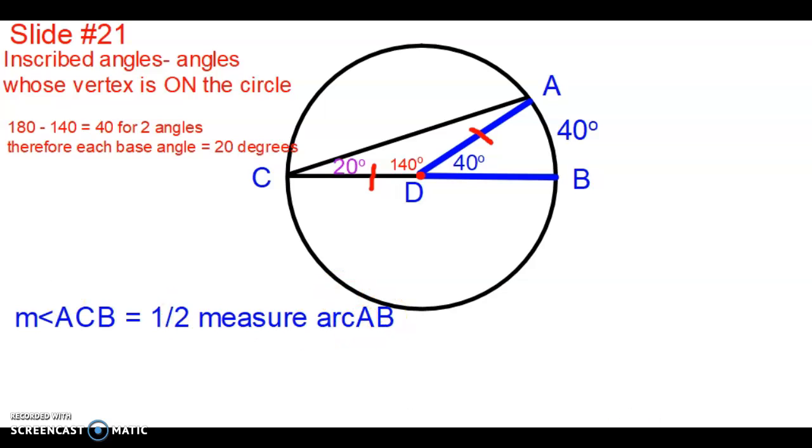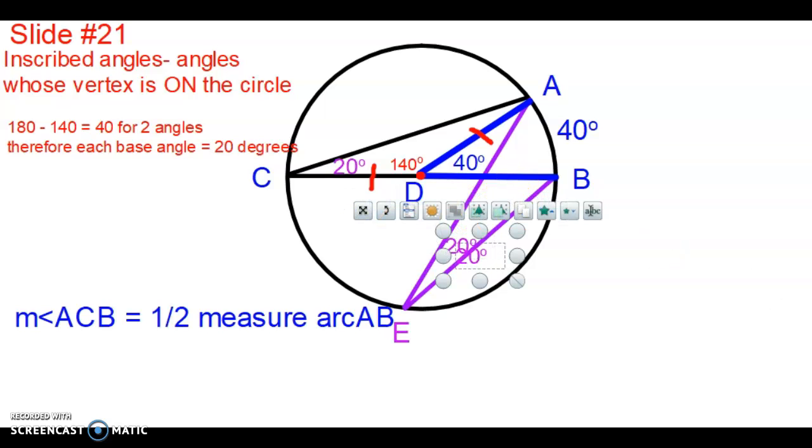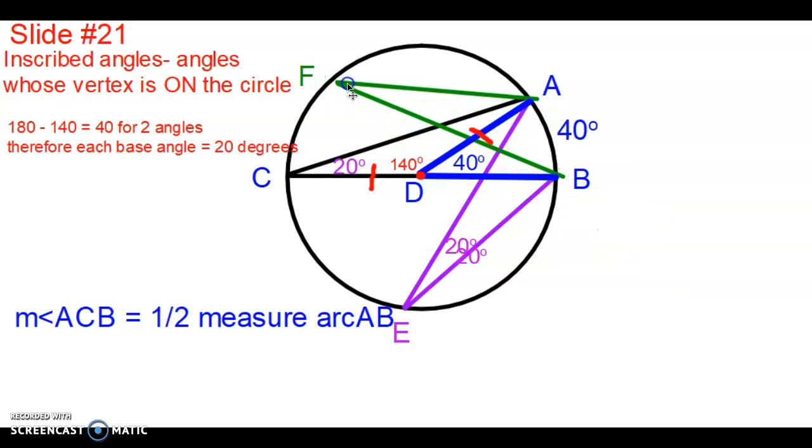And more importantly, look at this. AEB. Well, it goes to the arc 40, so guess what? That angle must also be 20. And look at this up here. AFB. It's an inscribed angle, and don't forget it's half the arc. The arc is 40, so the inscribed angle is 20.